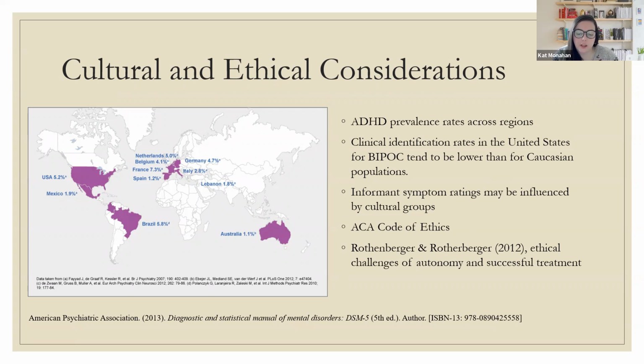Clinical identification rates in the US for African American and Latino populations tend to be lower than those of Caucasian populations. I didn't read up on why that would happen, but it's probably a lack of access to mental health treatment, or maybe they don't want to get mental health treatment. Systemic oppression is probably a contributor to why those statistics are there. It's also mentioned that informant symptom ratings may be influenced by cultural groups of the child and the informant, suggesting that culturally appropriate practices are relevant for assessing ADHD.